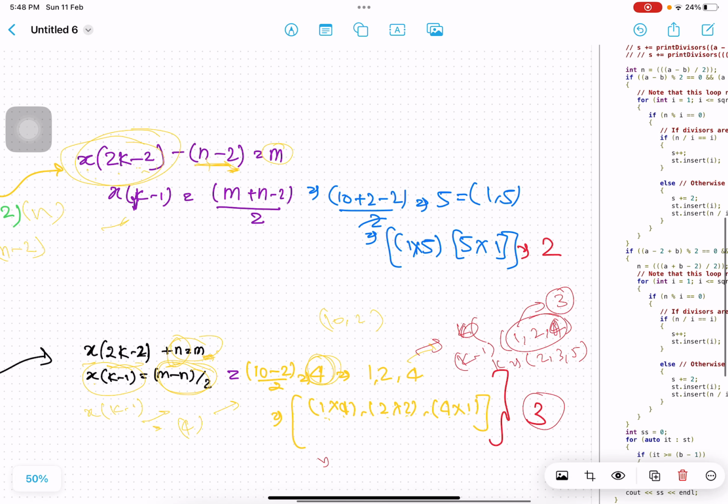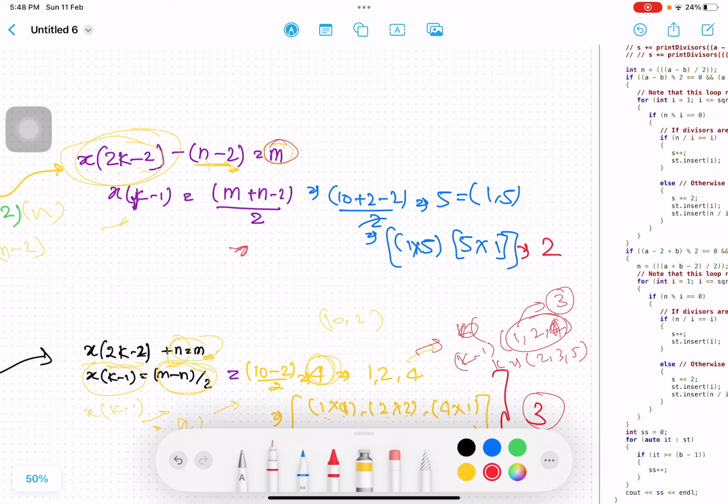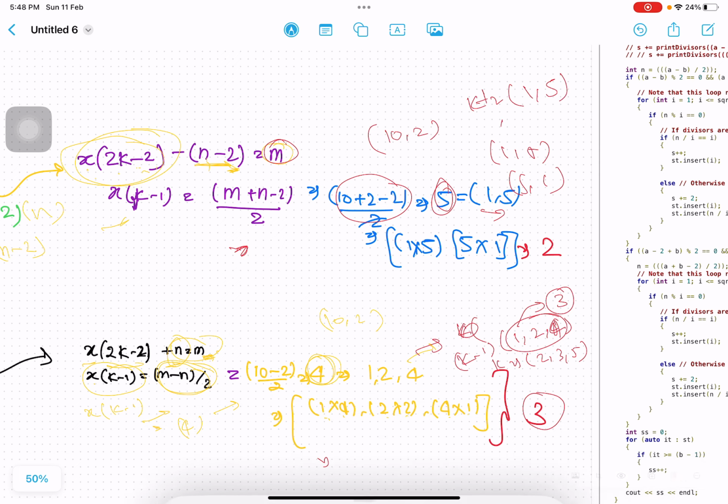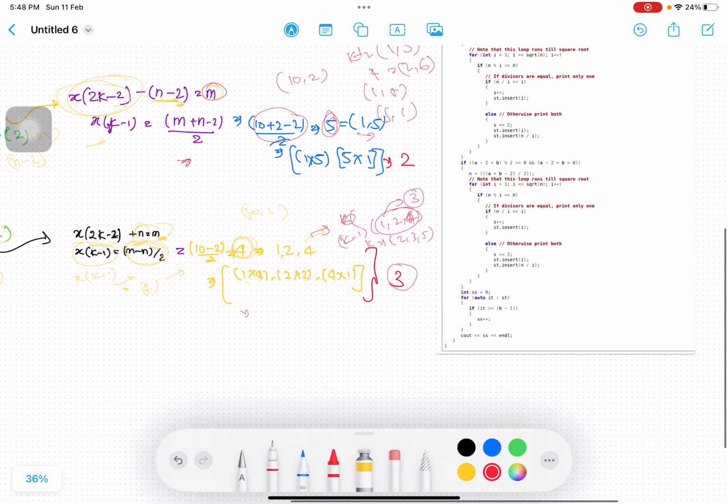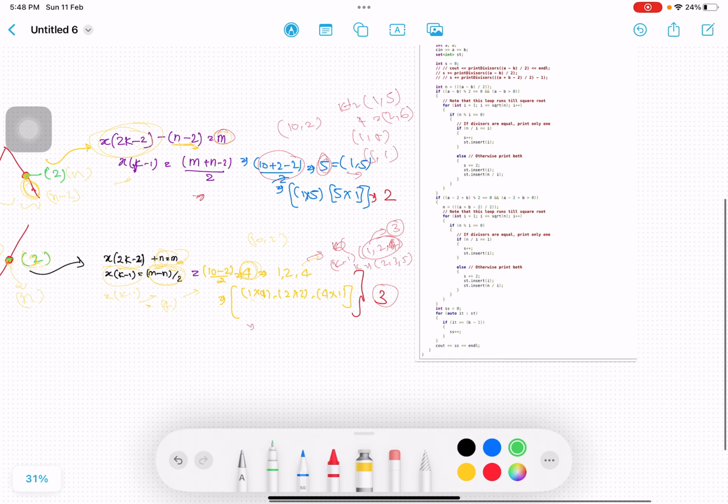In this other case, if we equate, it will be m plus n minus 2 divided by 2. If we take the example 10 comma 2, it will be equal to 5, and for 5 it is 1 comma 5 or 5 comma 1. So k minus 1 can have value 1 or 5, I mean k is 2 or 6. Now we can see that some values of k are common in both. So we will use a set and store all these values into the set. First we store 2, 3, 5, and then 2 and 6. So we will have a total of 4 values of k, and the size of the set is our final answer.